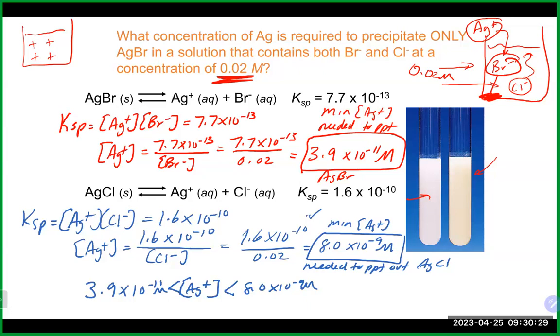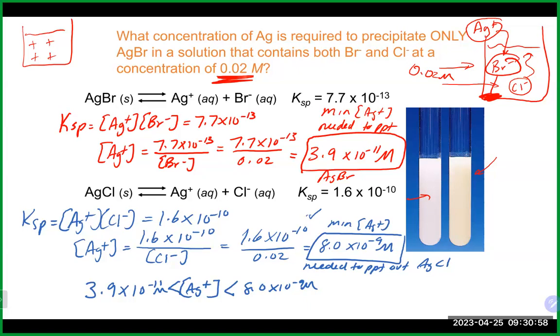Question on that there. Yeah. So what would happen if I just decided, hey, I'm just going to dump in 8 times 10 to the minus 9 or higher silver? What would happen at that point? Everybody would come out together, right? And if that's your goal, just to get everybody out, you can, but you would have no way to know which one is the silver chloride, right? Or which one is the bromide. So if you went too high, you would get everybody coming out at once.